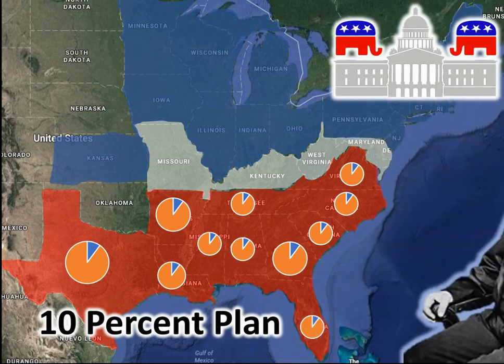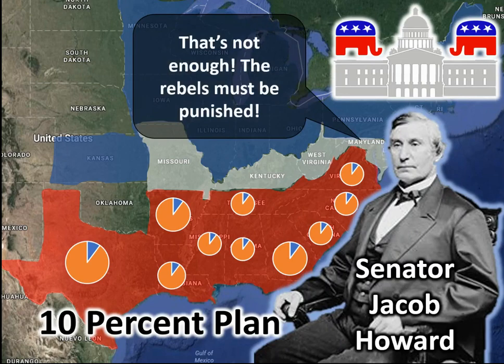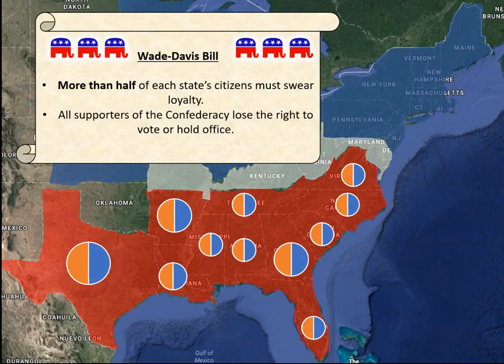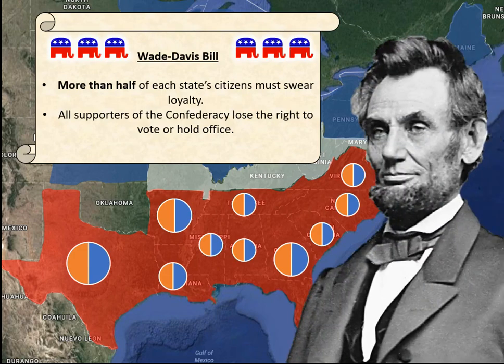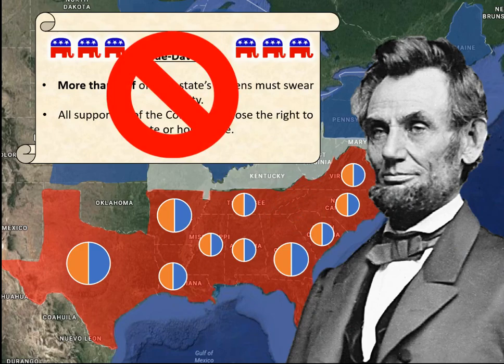But other Republicans in Congress broke with Lincoln, insisting that it was not punishment enough. Congress wrote its own bill, raising the loyalty oath requirement to 50% and prohibiting Confederate officials from voting or holding office. But Lincoln used his veto power to stop the bill.